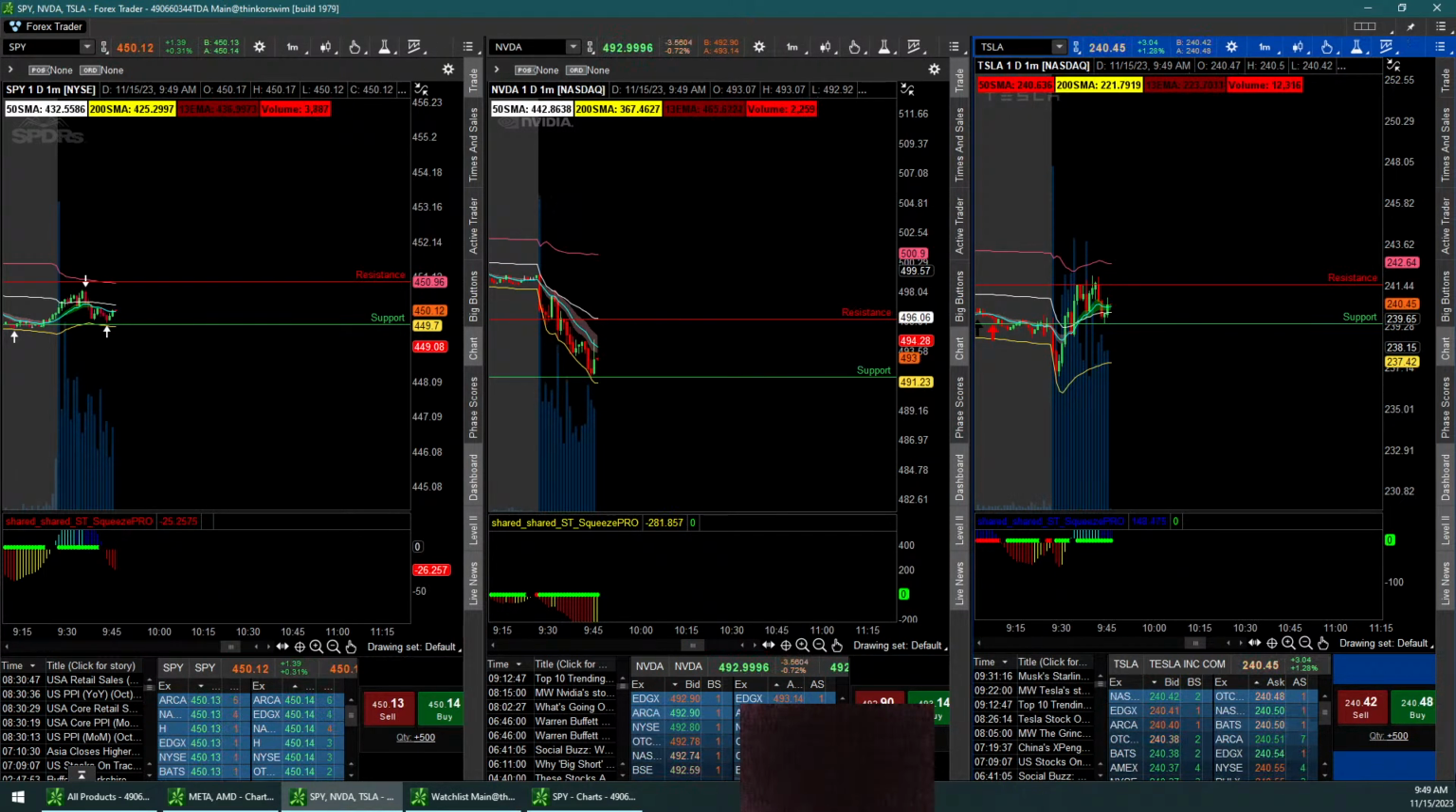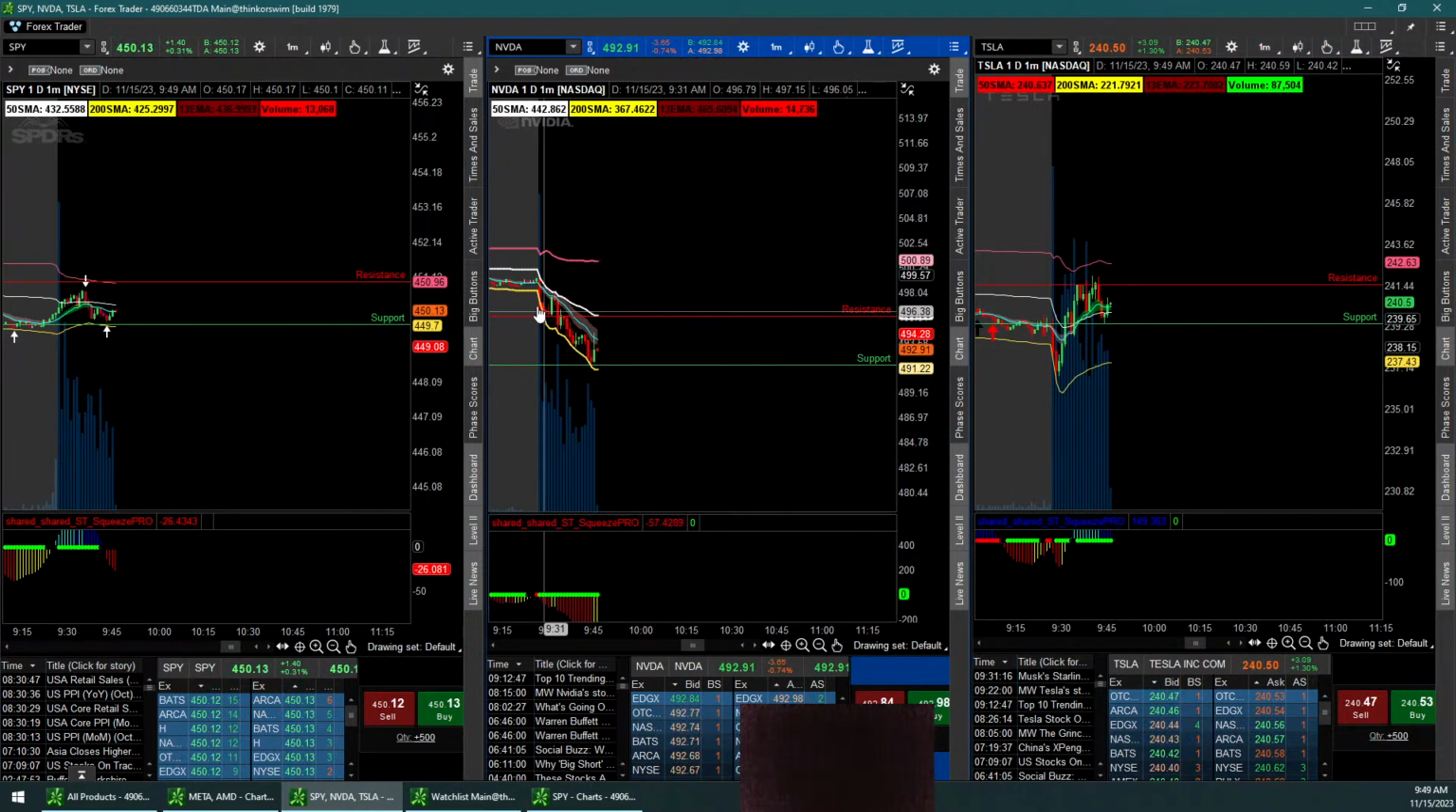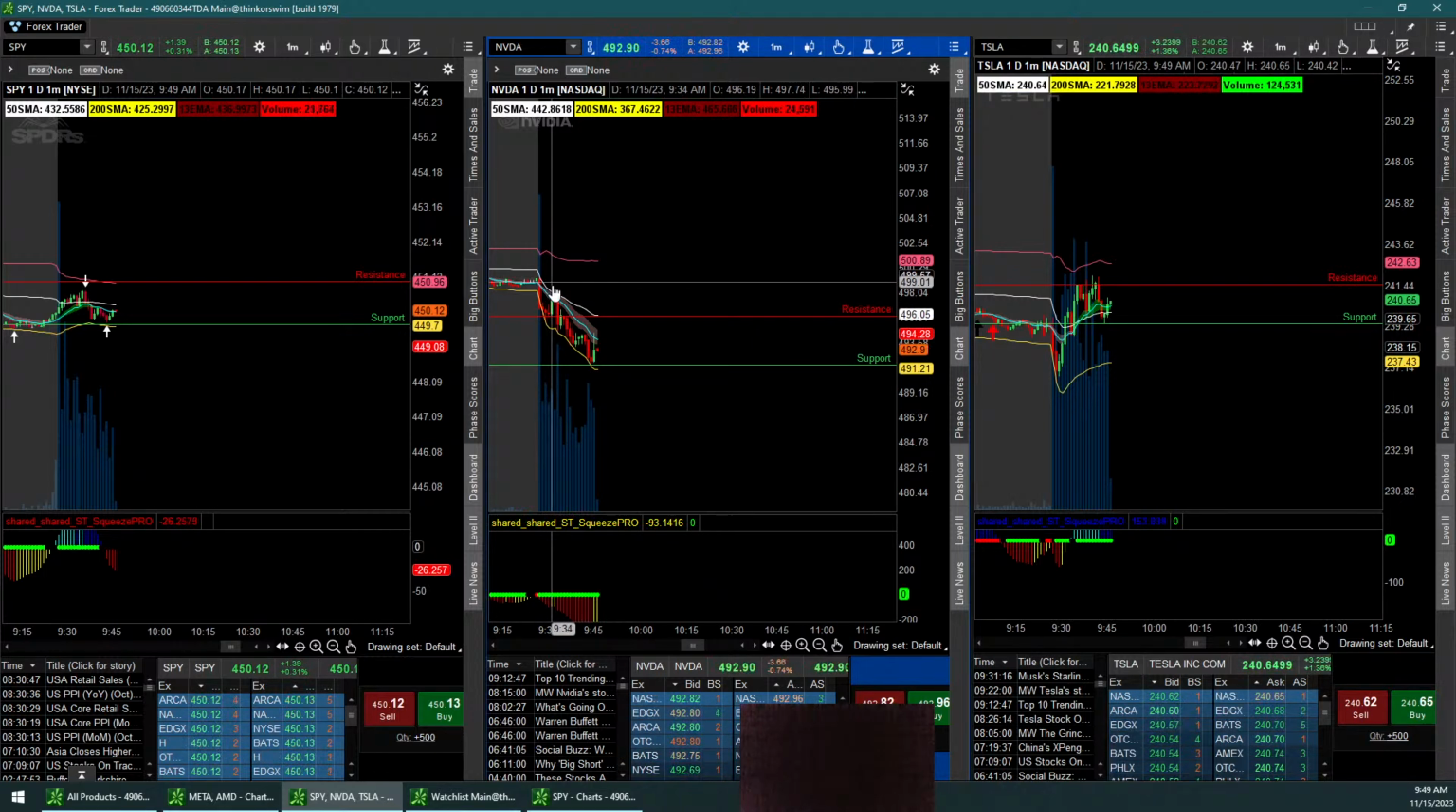Okay, let's see what else we got going on here. And Nvidia, as you can see, came up, came straight down, pulled back up to the VWAP, and you can see what's happening here.